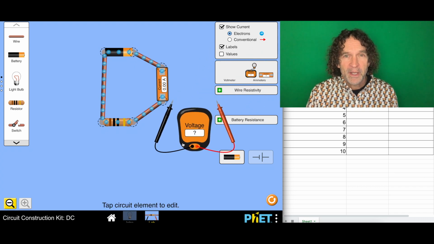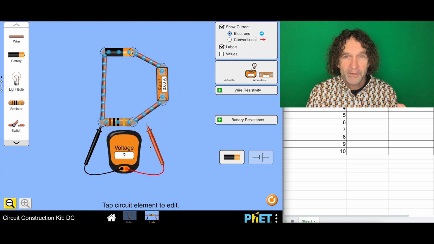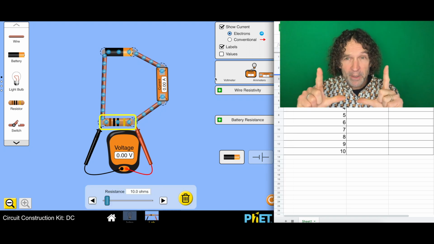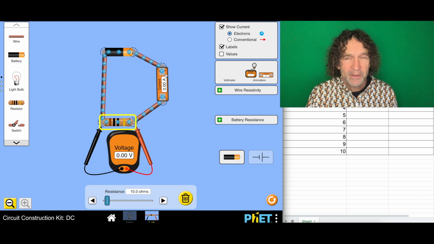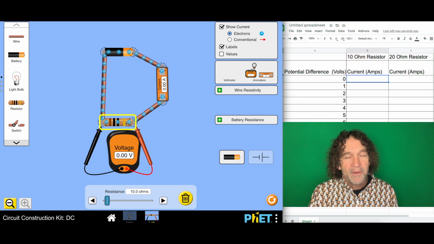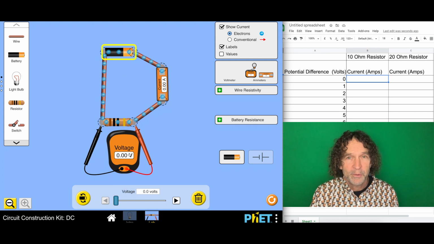We need to use a voltmeter across the resistor. Now notice it's across, not in series. So these ones, voltmeters, go in parallel. So we connect it to either side of the resistor. And now we need to take some measurements and put them in our table. You can either use a spreadsheet or you can do it in a book.